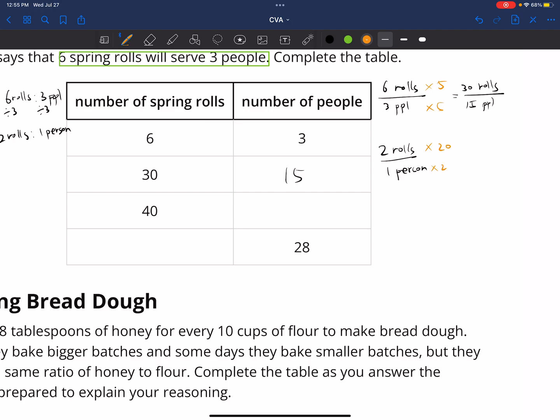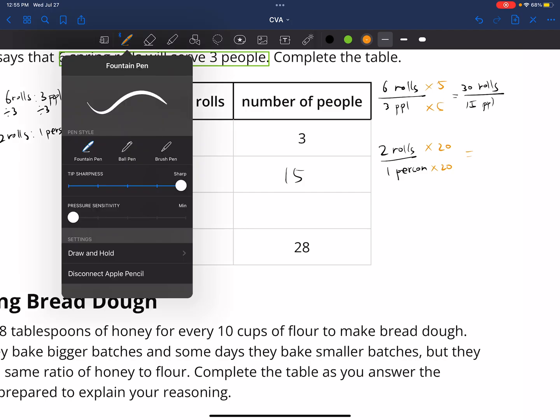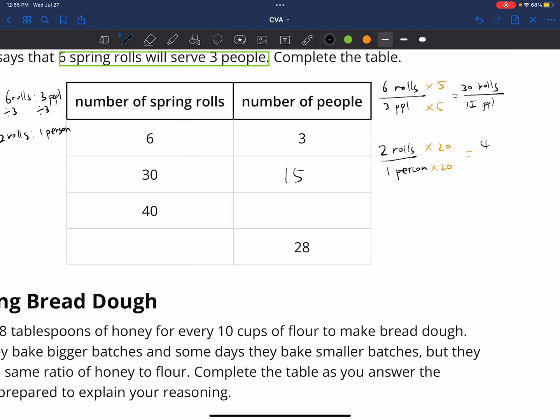And whatever you do to the bottom, you do to the top. And then you get 40 rolls over 20 people. So the answer is going to be 20 people here.